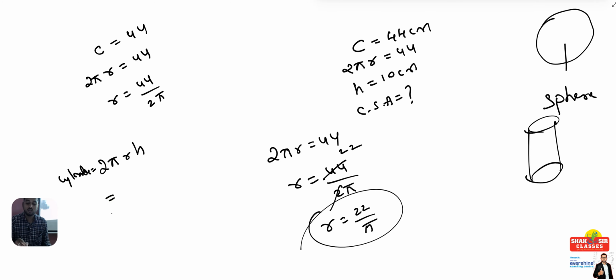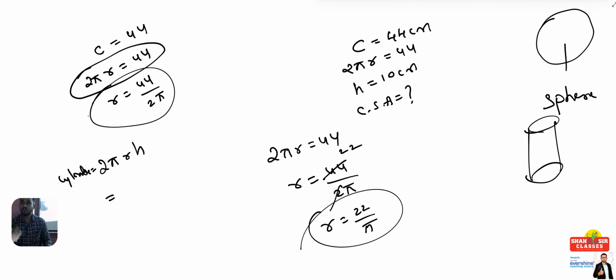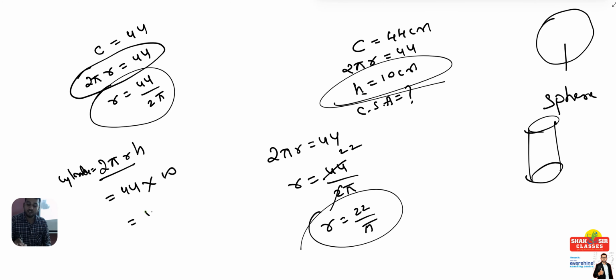Understood? Now see here, they have already given the 2 pi r value directly. I have shown you the other form, because whenever you want r, you can find it by using the circumference like this. But here it is already given as 2 pi r, 44. So in place of 2 pi r, can we substitute 44? Height is 10. 44 into 10, 440 centimeter square. That's it.